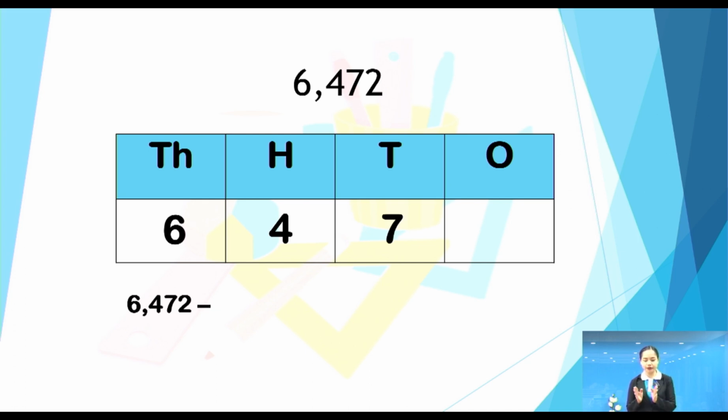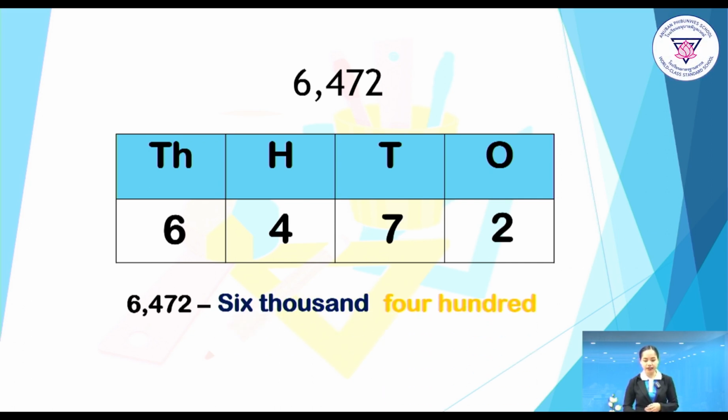Okay, so this one is a place value chart. How to write it in number words. So the first number is 6,472. Again, please. 6,472. Very good. Let's go to another example.